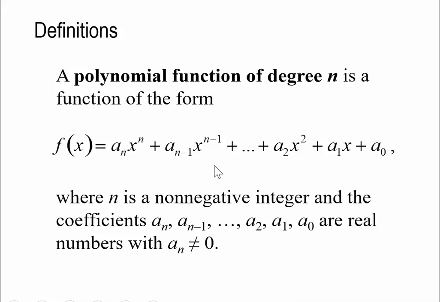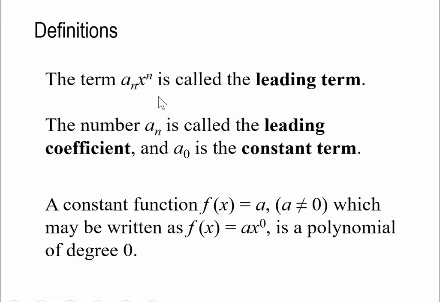Alright, so let's go with some vocabulary here. The term all the way in front, a sub n times x to the n, is called the leading term. That is the one that has the highest degree or exponent on the variable x. The number a sub n is called the leading coefficient, and then a sub 0, the one all the way at the end, is called a constant term because it does not have an x multiplier next to it.